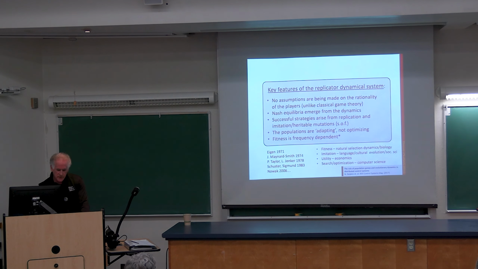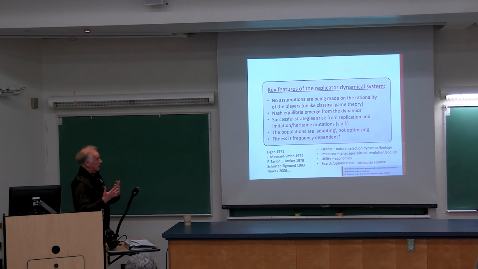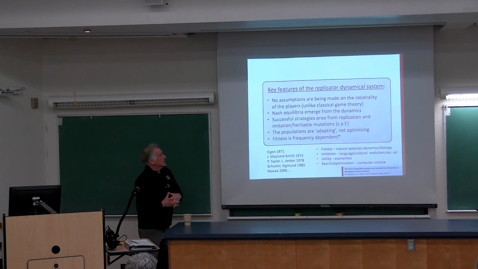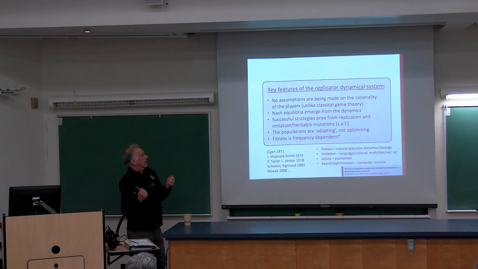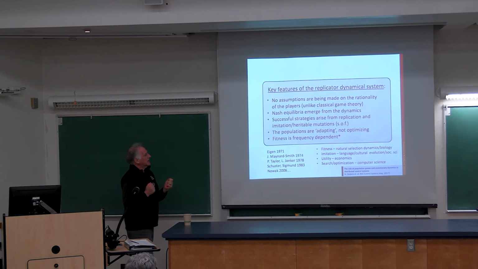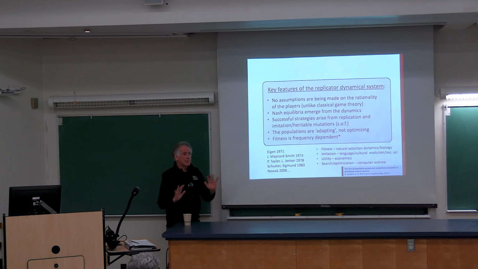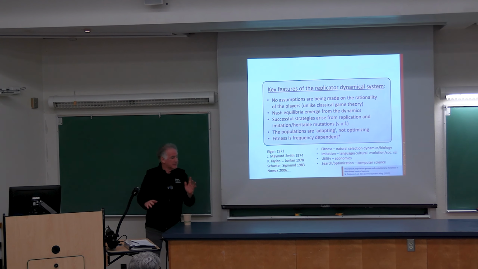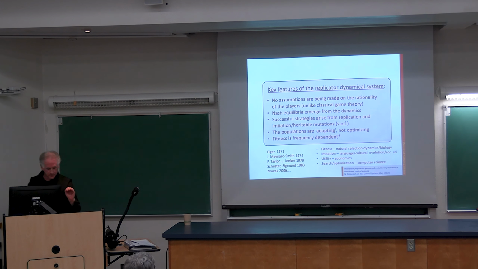Okay, so key features of the replicator dynamical system in general. No assumptions are being made on the rationality of the players, unlike classical game theory. Nash equilibria emerge from the dynamics. Successful strategies arise from replication and imitation or heritable mutations, which is why they're models for survival of the fittest. The populations are adapting. They're not optimizing. And fitness is frequency dependent.